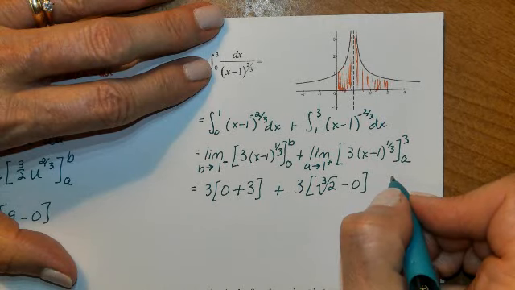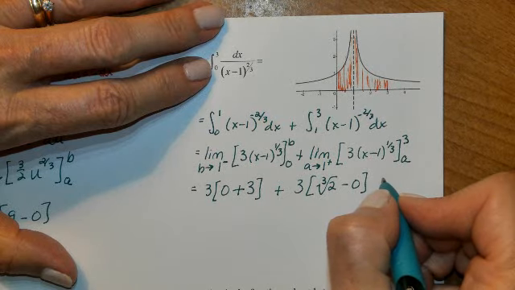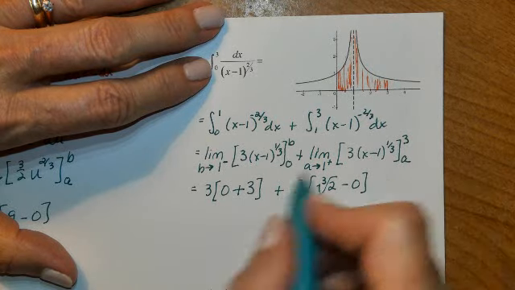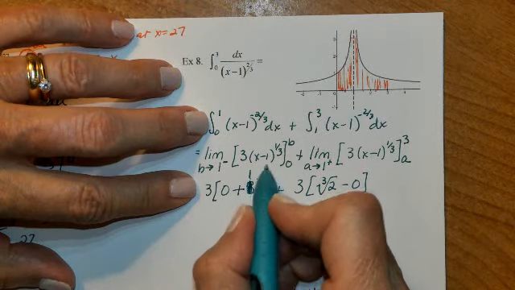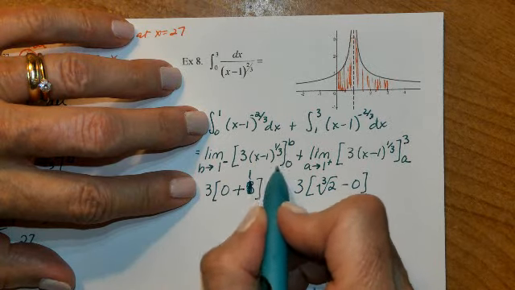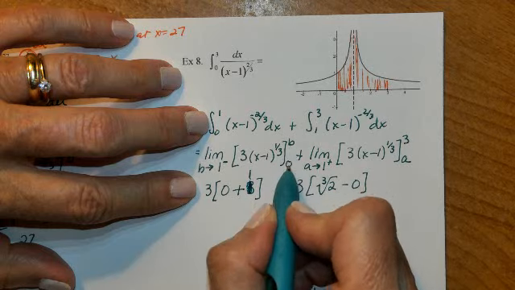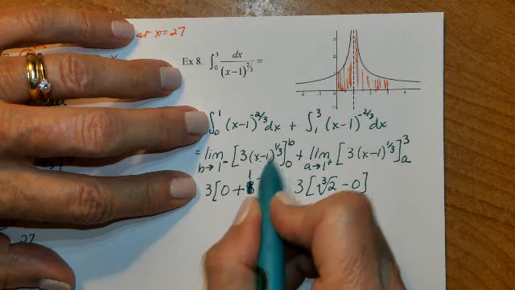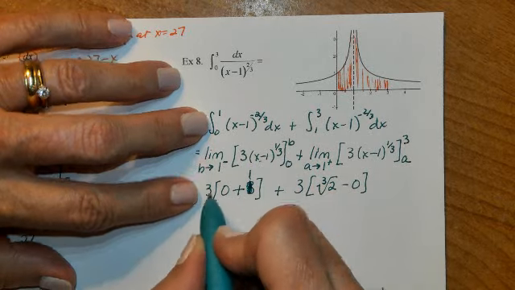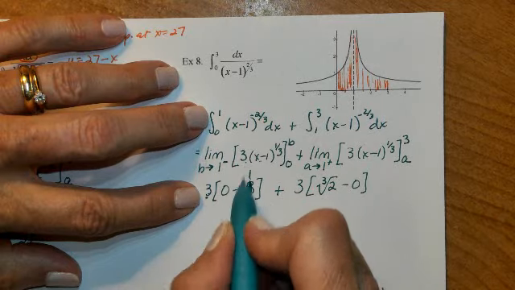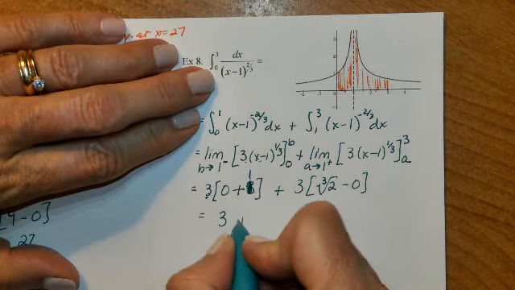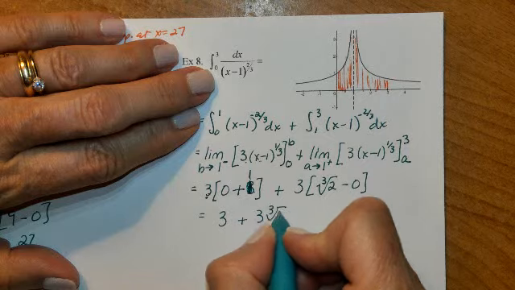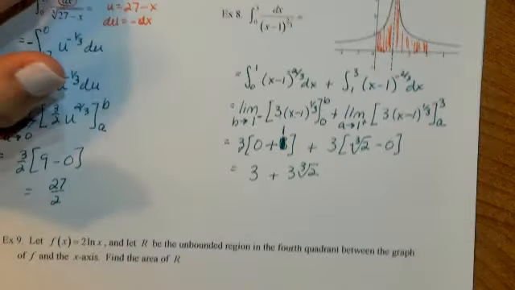So we got... oh, I see what I did. This was a 1 in here. This was a 1 right there. When I put 0 in for x, this was negative 1. So I already had the 3 right here, so I can't do it twice. So this is 3 plus 3 cube root of 2. Okay.